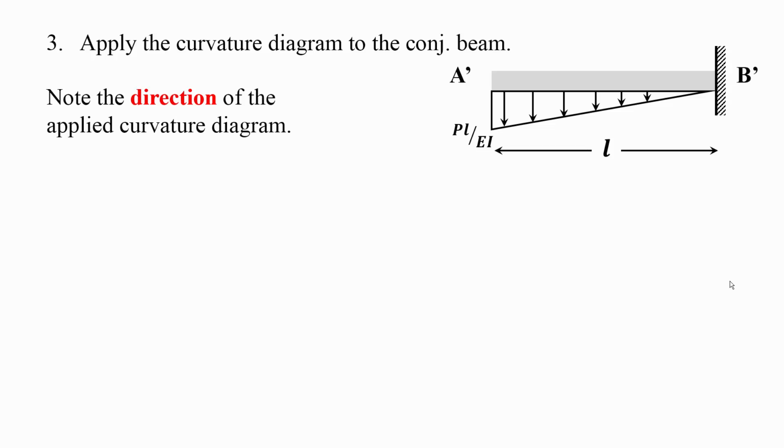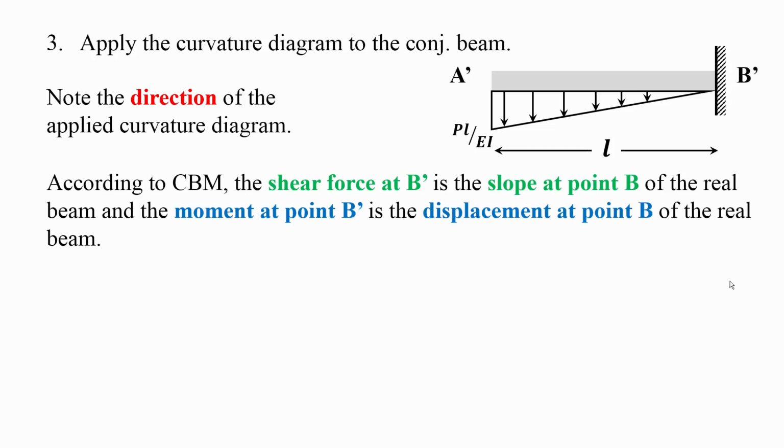This is the curvature diagram. Remember, the curvature diagram was in the negative region when I did it. So the direction of the curvature as a load will point downward. What does the conjugate beam method say? It says that the shear force at B prime should be the slope at point B on the real beam. So again, the shear force at B prime on the conjugate beam represents the slope at point B on the real beam.